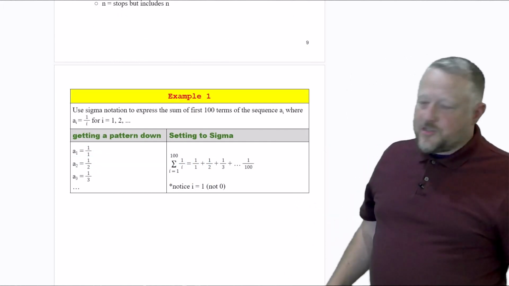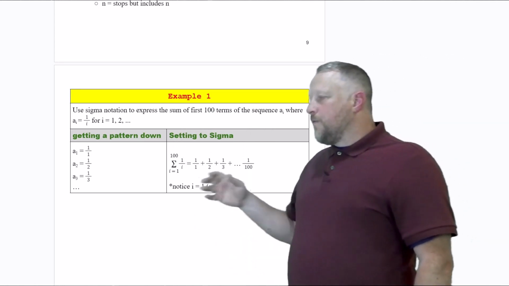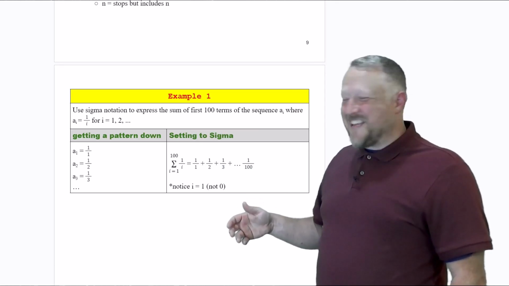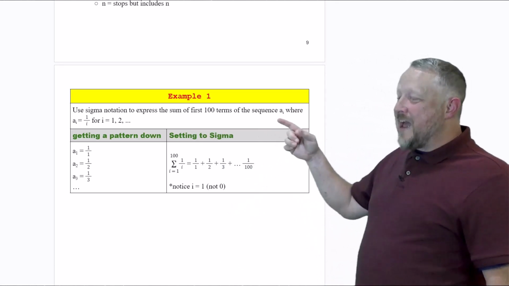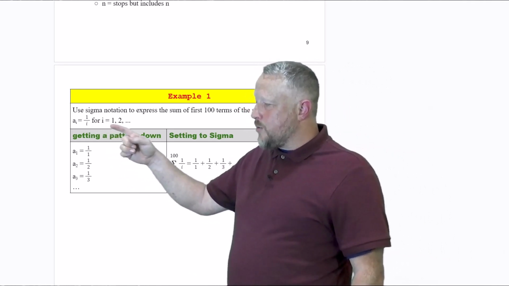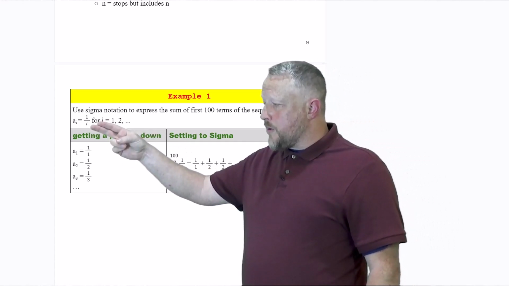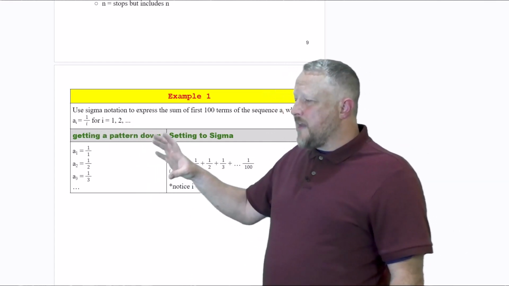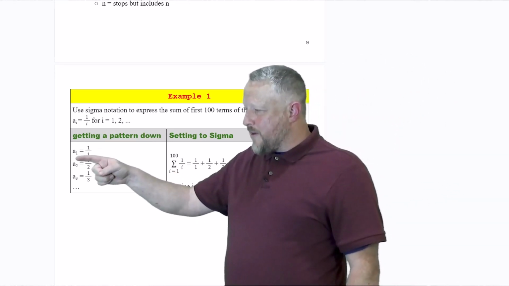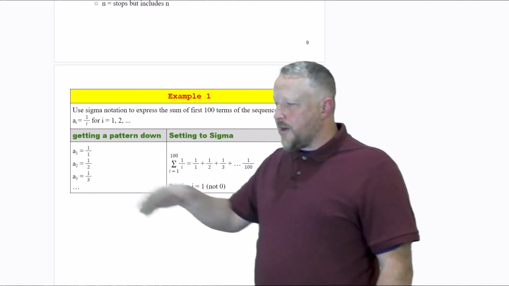So a very simple example to translate something into sigma notation. First, we're going to sum the first 100 items, wow, of the sequence of a of i, where a of i is 1 over i, for i is equal to 1, 2, and all the way. So notice it gives you the starting position, gives you the equation that we're going to do. And that's really all we need, other than getting a pattern down. And again, for this one, it's easy. So a of 1 is going to be 1 over 1, a of 2 is going to be 1 over 2, and then go from there.